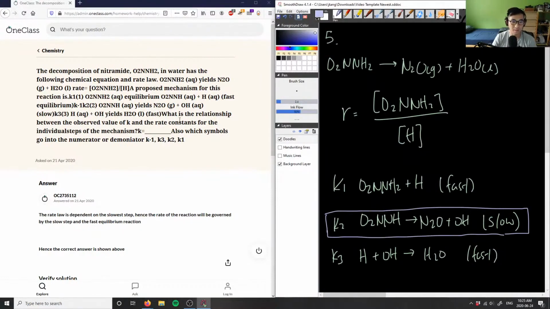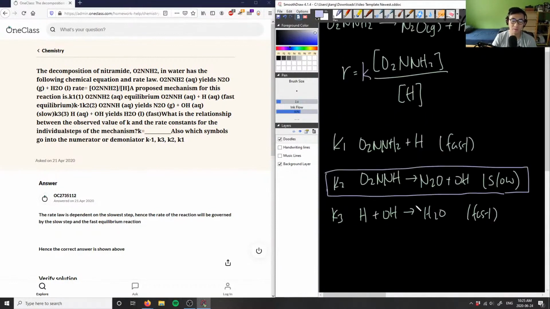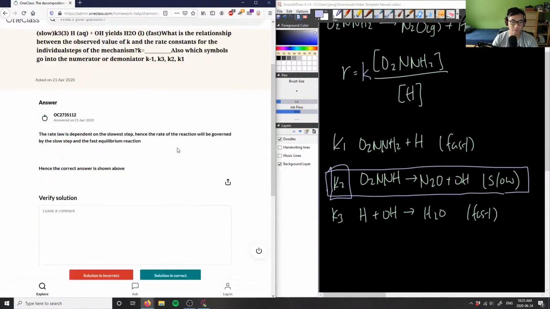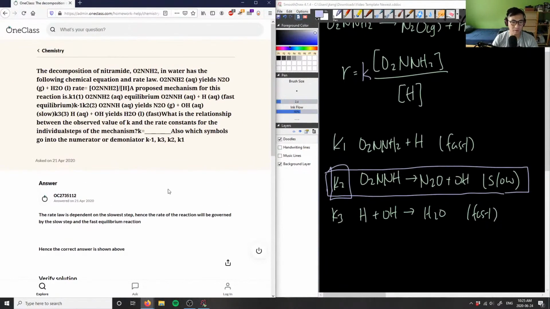So when we're asking what is the relationship between the observed K, which is, I guess, this K here that I forgot to write, and K2, K here would simply be equal to K2 because we assume that K1 and K3 are very fast. K2 here is the slow guy, so that's what we care about when we talk about the rate of our overall reaction. So K2 is going to be our answer for this problem. The solution says the rate law is determined on the slowest step, which is correct. Hence the rate of reaction will be governed by the slow step and the fast equilibrium reaction. So again, we only care about this K2 here. Hence the correct answer is shown above.